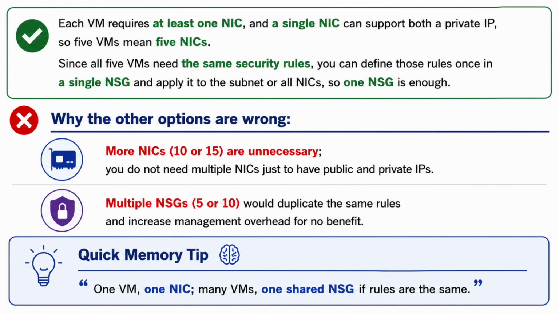Why the other options are wrong. More NICs, 10 or 15, are unnecessary. You do not need multiple NICs just to have public and private IPs. Multiple NSGs, 5 or 10, would duplicate the same rules and increase management overhead for no benefit. Quick memory tip: one VM, one NIC. Many VMs, one shared NSG if rules are the same.